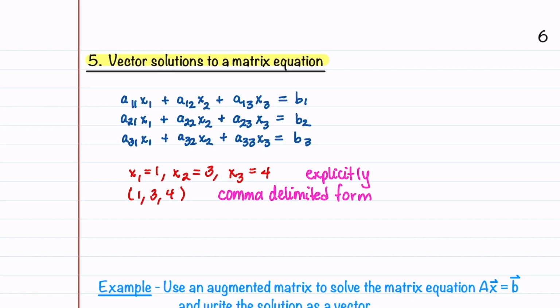Now we can also write it as a vector. So we would say vector x is equal to x1, which is 1, x2, which is 3, and then x3, which is 4. And as you might guess, this is called vector form.